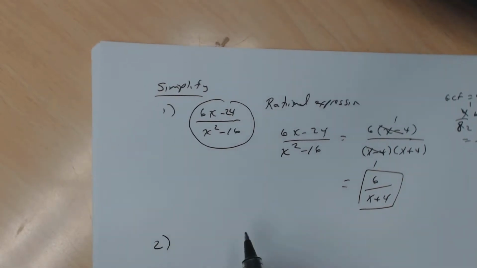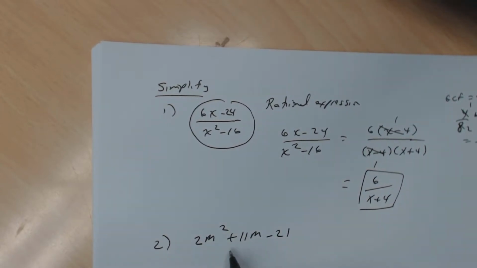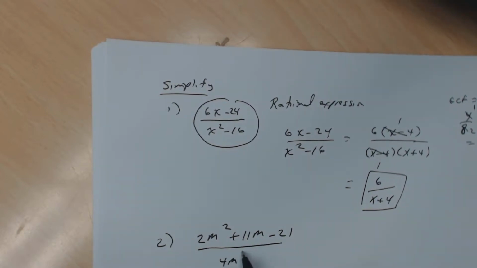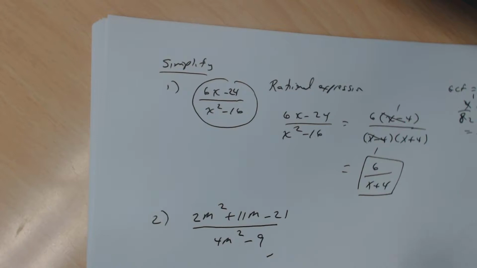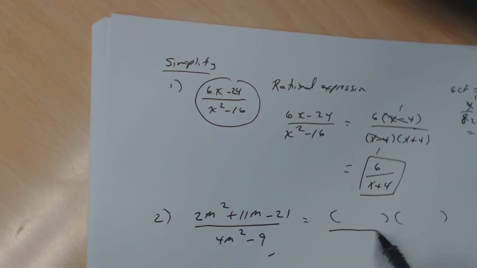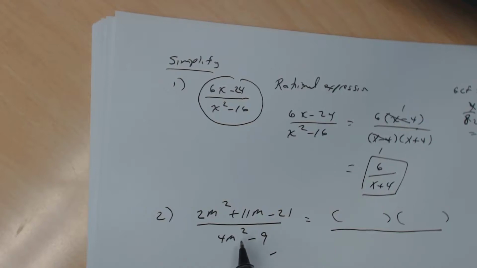All right, number 2. Let's suppose you had 2m squared plus 11m minus 21 divided by 4m squared minus 9. The GCF in the numerator is 1, so I'm going to go directly to two binomials. I'm going to deal with the denominator later, but that is the difference of two squares. But actually, let's also factor the denominator because it may help some of you to factor the numerator.